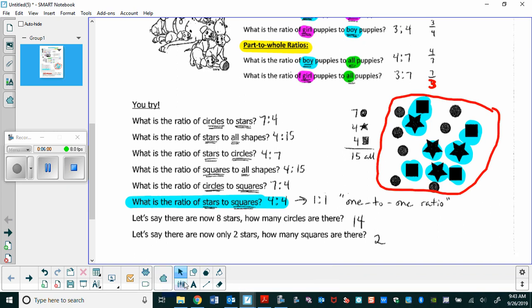All right? Now, for this next part, let's say there are now 8 stars. So we're going to double the number of stars. So what would happen to the number of circles? If we want the ratio to stay the same, we'd have 14 circles. We'd also double the circles. Now let's say, though, we're going to only have 2 stars. So we cut the number of stars in half. What would happen to the number of squares? We'd also cut it in half to keep the ratio the same, and then there'd only be 2 squares.